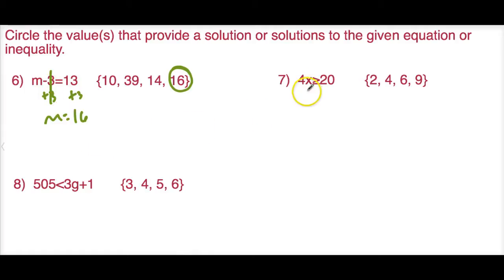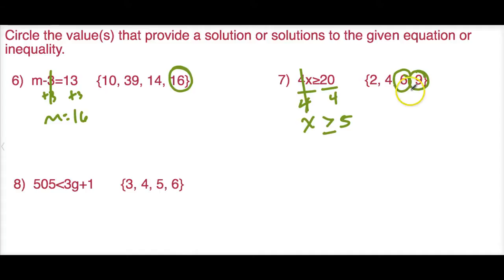Number 7 is 4x is greater than or equal to 20. And again, for this problem, I solved by isolating the variable. You could have also plugged in each of these numbers. So I'm going to divide by 4 on both sides. That cancels this side out, leaves me with x is greater than or equal to 5. So that means that any of these answers that are bigger than or equal to 5 will work. So that means 6 and 9 both work.